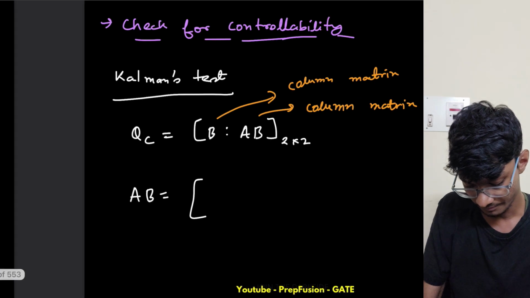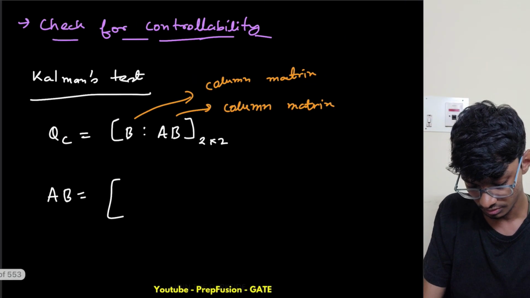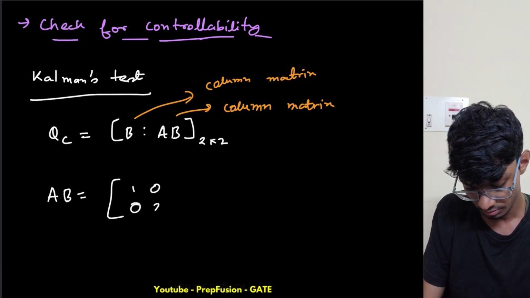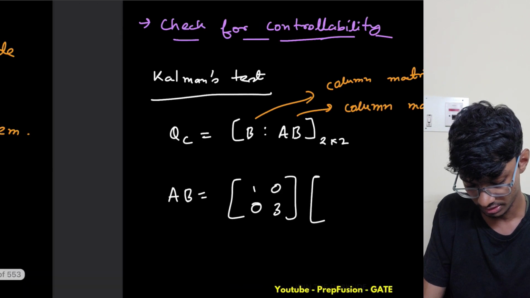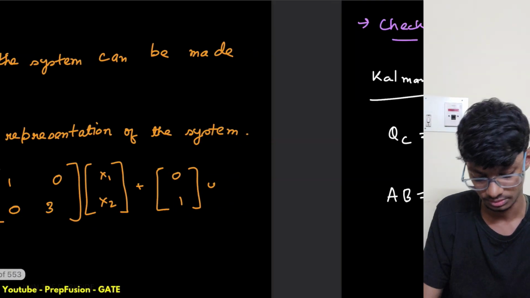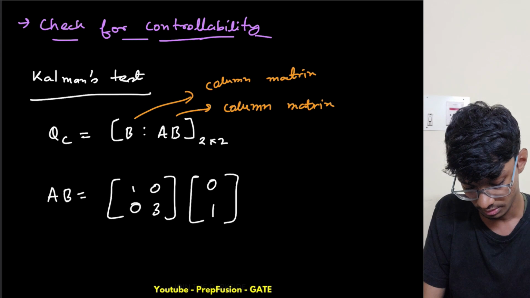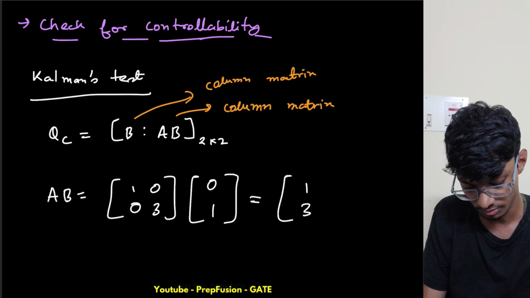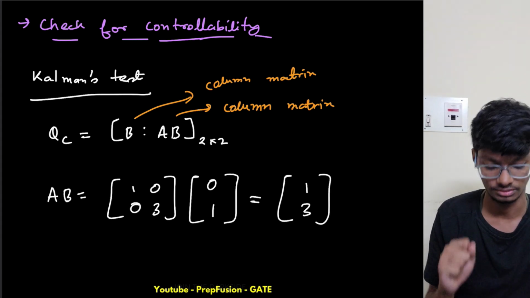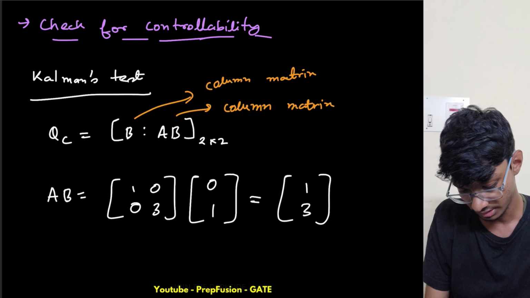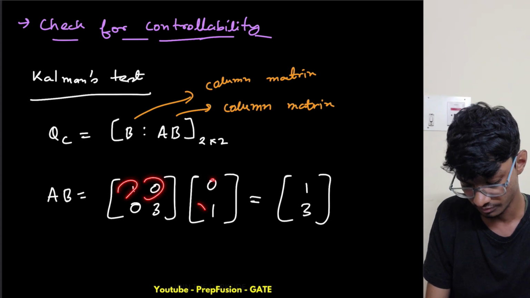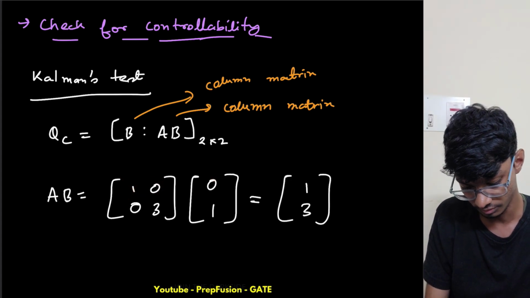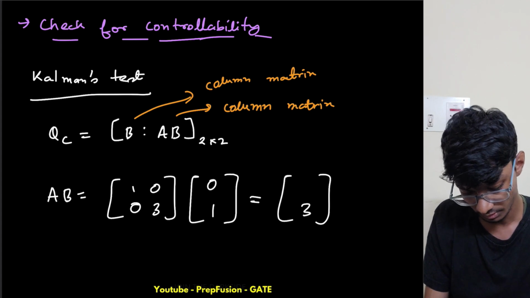So what is my A? My A is 1 0 0 3. And what is my B? B is 0 1. So simple multiplication: 1 times 0, and 0 times 1, sorry, this is 1 times 0 actually. So the first element will be 0 only, and 3 times 1 is 3.